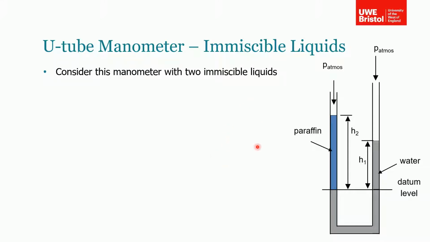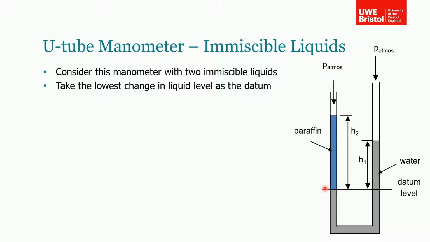Sometimes you find that you've got more than one liquid in your manometer, and if you've got two, they need to be two immiscible liquids, which means that they don't mix together, they separate. So if we consider this manometer with two immiscible liquids, how can we work out the pressure on either side?